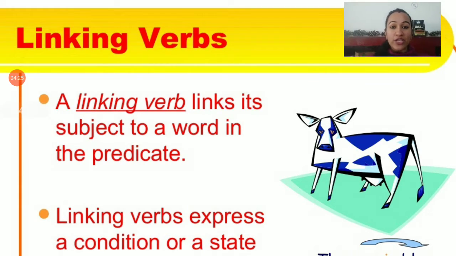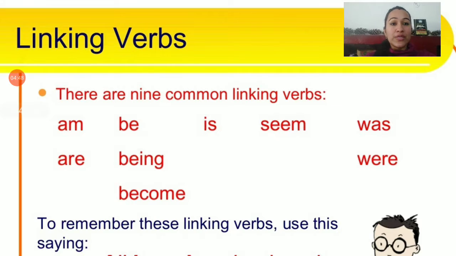So just like your action verb shows movement or action or something that is happening or something that the subject does, linking verb shows state of being or a condition. It only gives you extra information about the subject without any action happening. So I hope you can identify. I'll give you one or two more examples so that you can do it easily. So common linking verbs are am, be, is, seem, was, are, being, were, become.